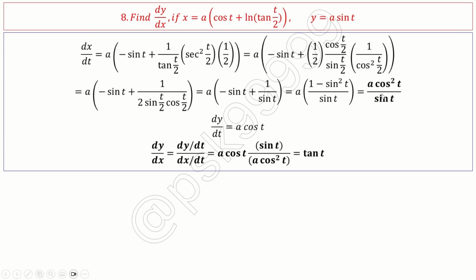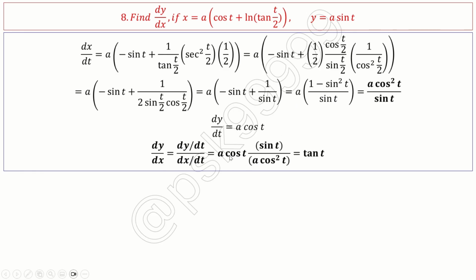If I simplify, you will get a cos square t by sin t. Okay, you simplify this one. Basically that's what I am doing here. Okay, cos t by 2 and cos square t by 2, they get cancelled, one will be remaining. So this is nothing but 2 sin t by 2 cos t by 2, this is nothing but sin t. So I wrote minus sin t plus sin t. So if I take LCM and make it into common LCM, this is what I'll get, which is nothing but this value. Okay, and dy by dt is nothing but a cos t.